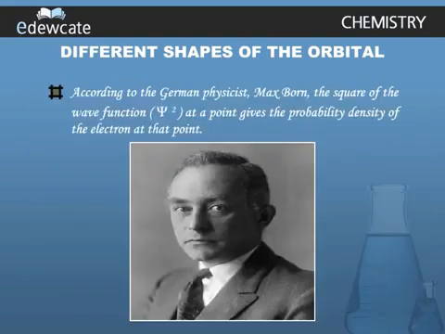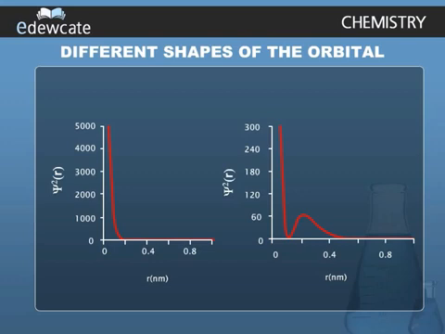According to the German physicist Max Born, the square of the wave function, which is psi square at a point, gives the probability density of the electron at that point. The variation of psi square as a function of r for 1s and 2s orbitals is shown here. Notice that the curves for 1s and 2s orbitals are different.